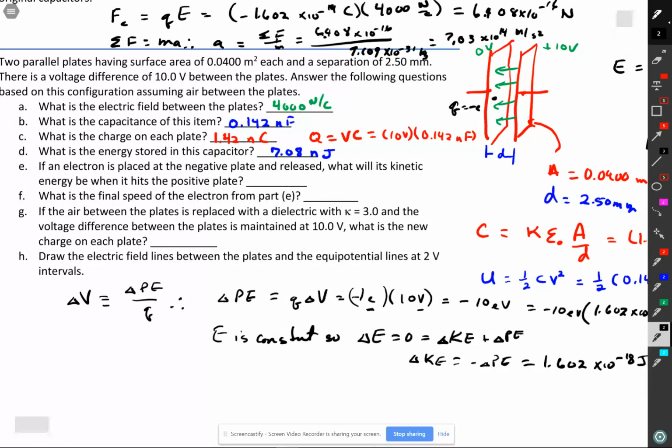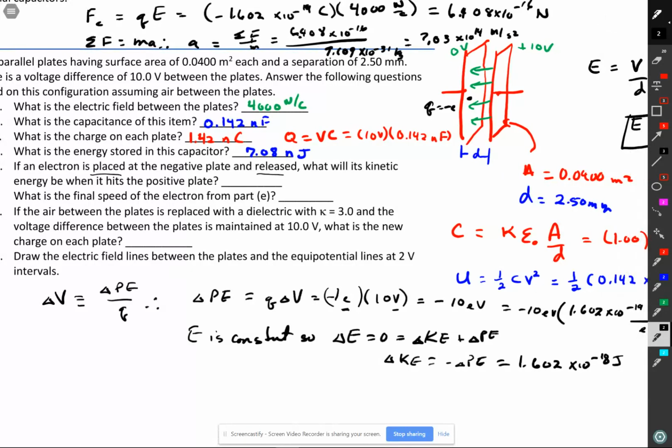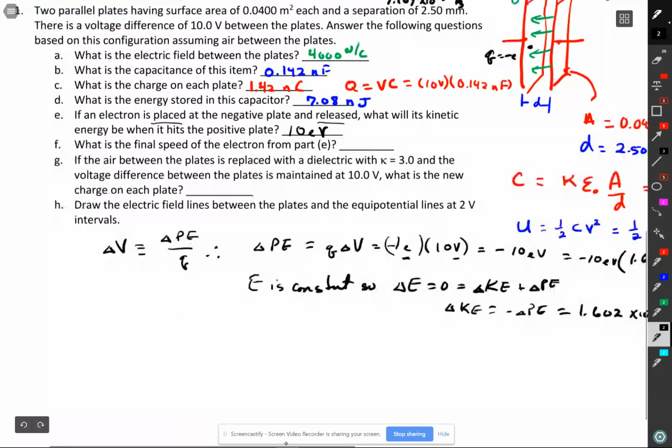So if it starts at rest, so it says it's placed and released. That implies that it starts at rest. So its kinetic energy when it hits the positive plate will be 1.602 times 10 to the minus 18 joules, or easier to write, 10 electron volts. And then its final speed from part E.